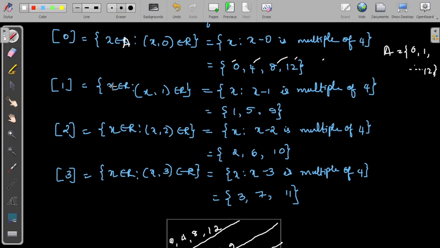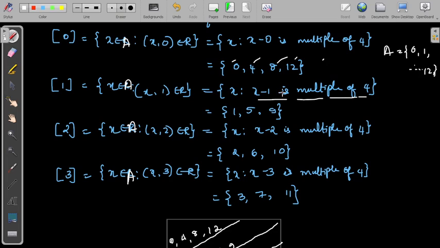Equivalence class of 1 equals the set of all x belonging to the set A such that (x, 1) belongs to R, meaning all those elements which are related to 1. The elements will relate to 1 only if they satisfy this condition: x minus 1 is a multiple of 4. Now 0 minus 1 is not a multiple of 4. 1 minus 1 gives you 0, 0 is a multiple of 4, therefore 1 comes.